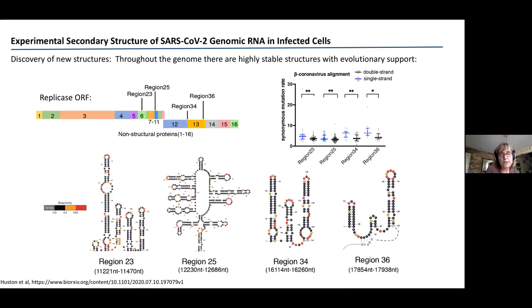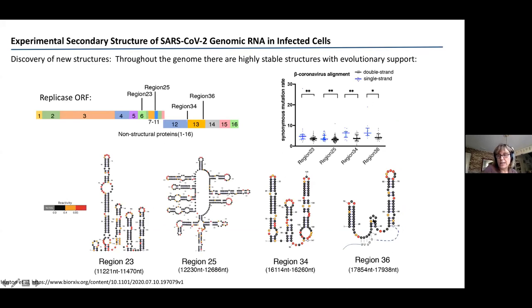Now here's some really new things. These are secondary structures that we have identified, hundreds of them, but I'm going to show you a few. In region 23, which is in the gene encoding non-structural protein 6, you see this beautiful substructure that's highly conserved. Region 25 encodes this structure that I like to call the airport, and that we are probing now. And we find that when we disrupt this region with locked nucleic acids, we disrupt viral replication.